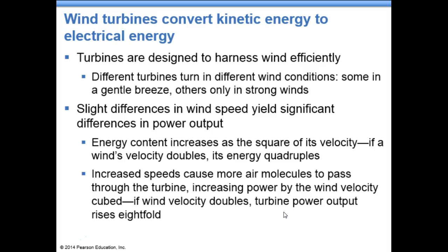So a little bit of math here. What that means is the wind velocity doubles. And if the wind velocity doubles, that means that the energy quadruples. The second reason is that the increase in wind speeds causes more air molecules to pass through the wind turbine per unit time, making the power output equal to the wind velocity cubed. So what does that mean? This is a doubled wind velocity that results in an 8-fold increase of power output. So we actually get more energy than the turbines are collecting with the wind, or catching with the wind. Okay?